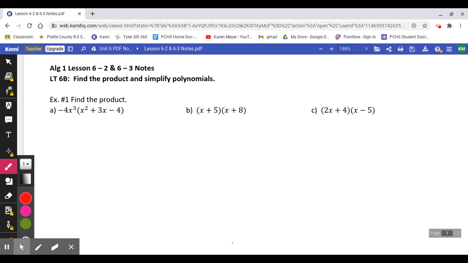This lesson, we're going to talk about how to multiply polynomials. And there's going to be several different types of multiplying polynomials.